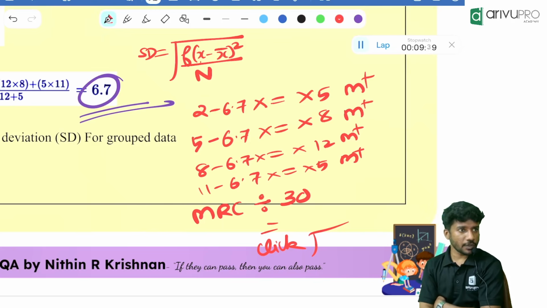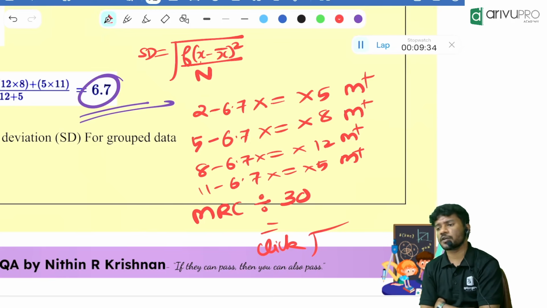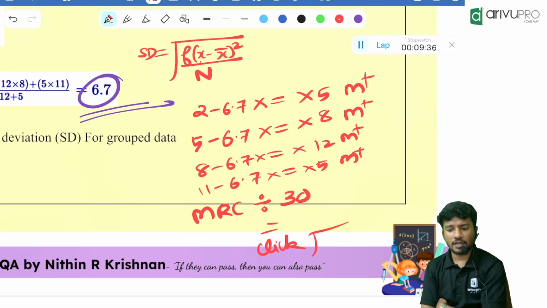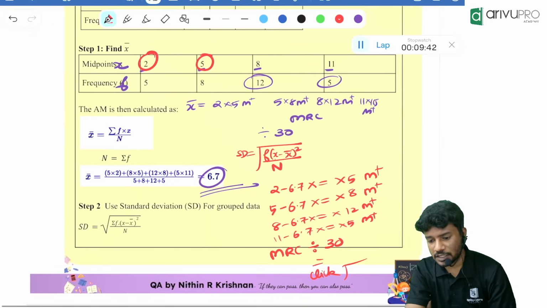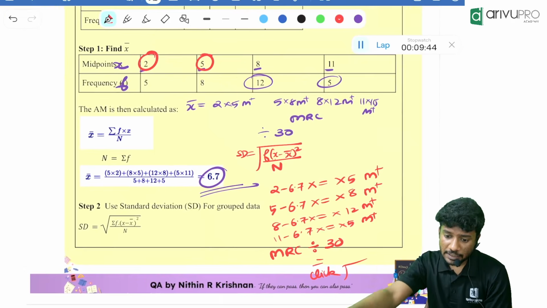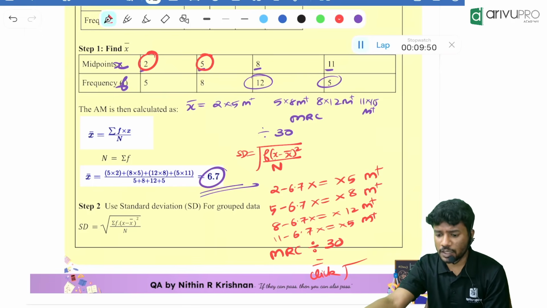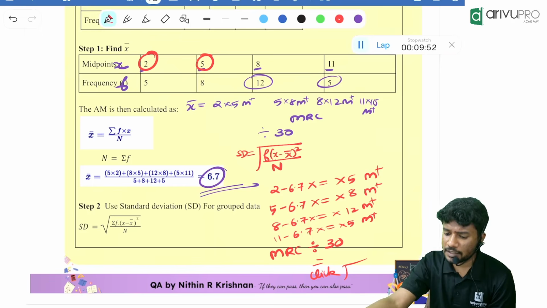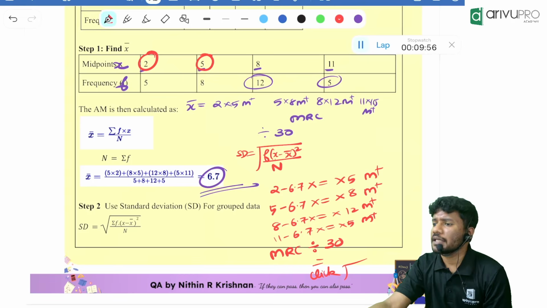2 minus 6.7 into equal to into 5. Why into 5? Because frequency is 5. Then M plus, 5 minus 6.7 into equal to multiplied with 8. Why 8? Because frequency is 8. Then next one is 8 minus 6.7 into equal to, then multiplied with 12, because frequency is 12. M plus. Then 11 minus 6.7 into equal to multiplied with 5. Then click M plus.